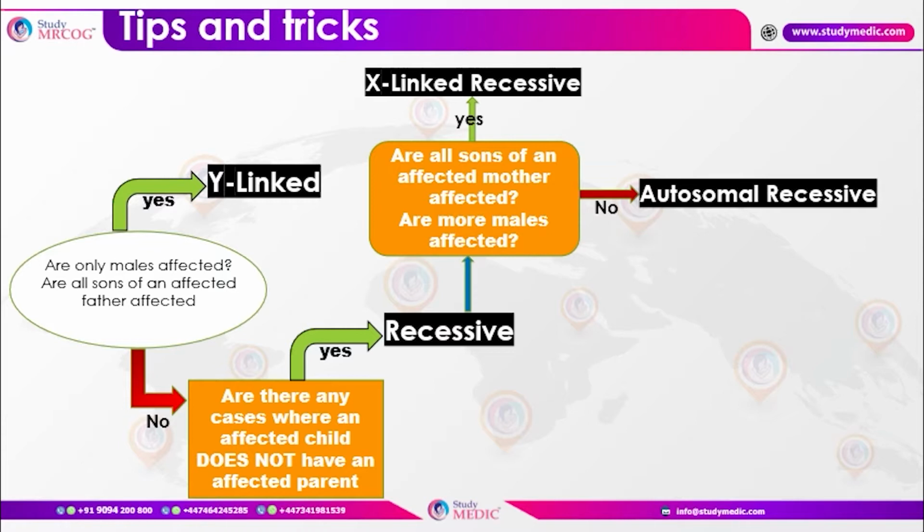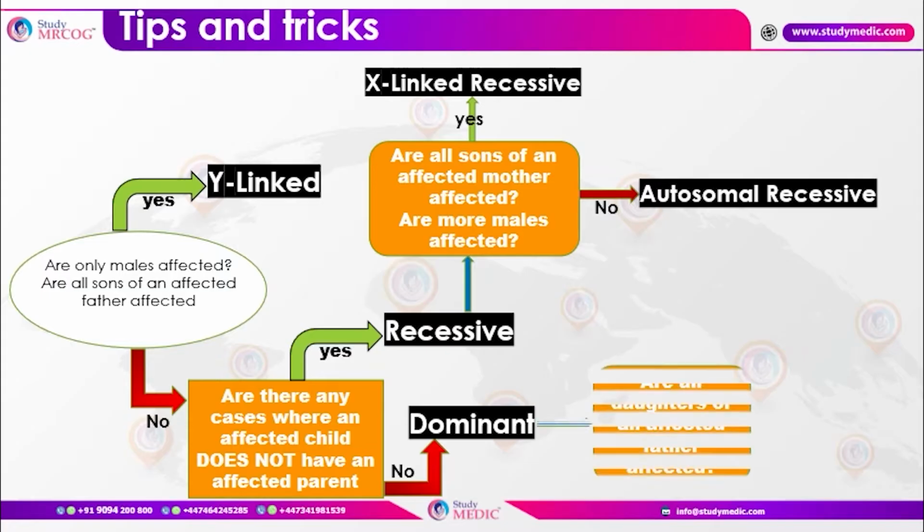Coming back to our second question, in case all affected children have one or the other parent affected, here we are now dealing with a dominant trait. And again, we need to make out whether it is an X-linked or whether it is an autosomally inherited condition.